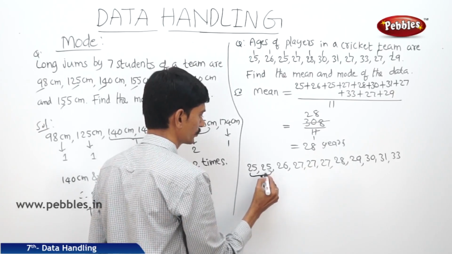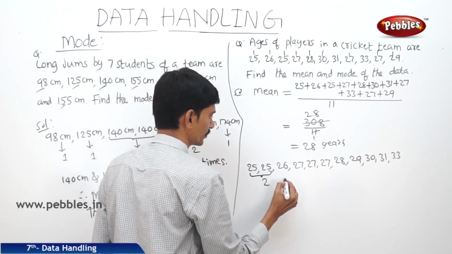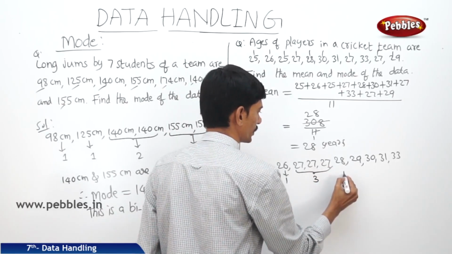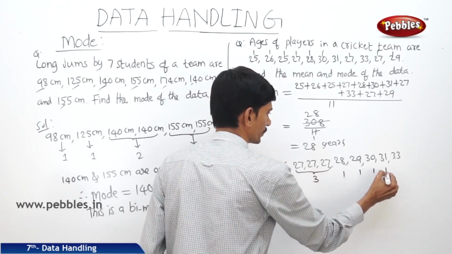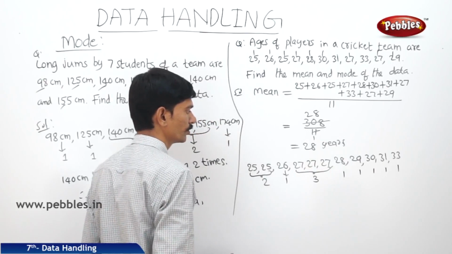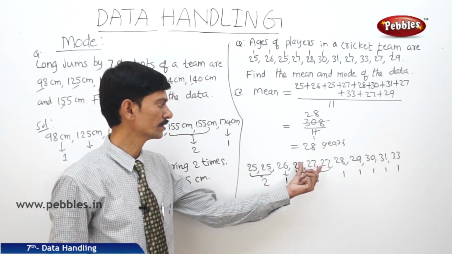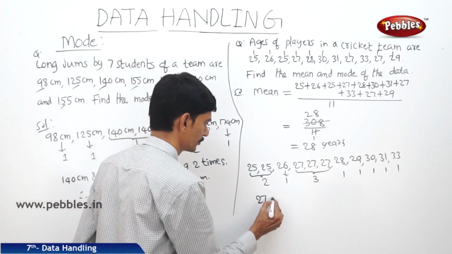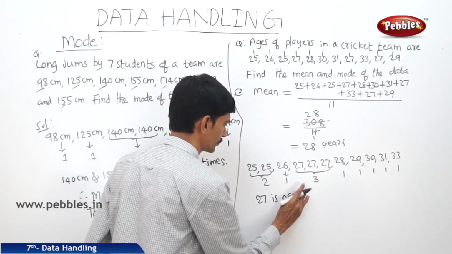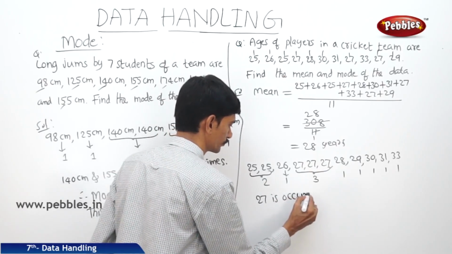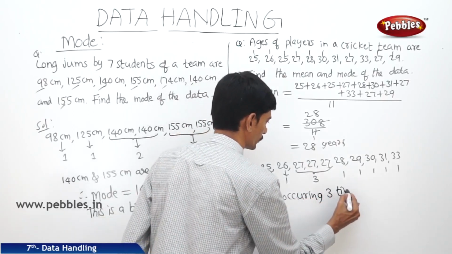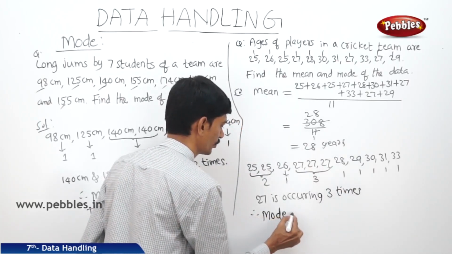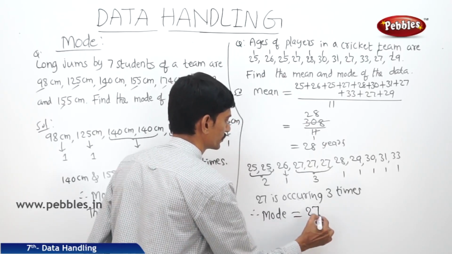Now here 25 is occurring 2 times, 26 one time, 27 three times, 28 one time, 29 one time, and 30, 31, 33 are all repeated only one time. So the most frequently occurring value is 27. It is occurring the most number of times, that is 3 times. Therefore, mode equals 27 years.